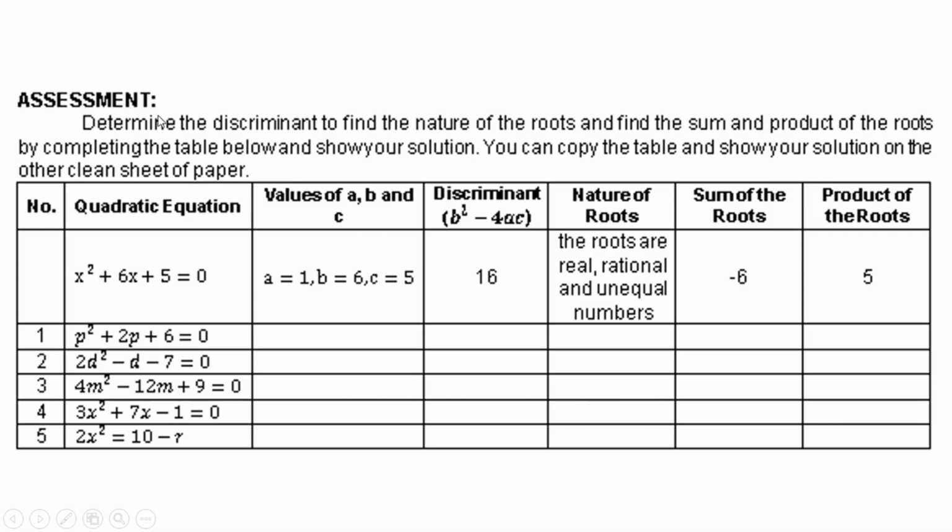Okay, for your assessment, let us determine the nature of the roots and find the sum and the product of the roots, by completing the square. So, given a quadratic equation, write here the values of A, B, and C, then the discriminant, then the nature of the roots, then the sum of the roots and the product of the roots. So, put your answer here. In separate sheets, you will make a table like this, then put your final answer, but be sure to show your solution for more points.